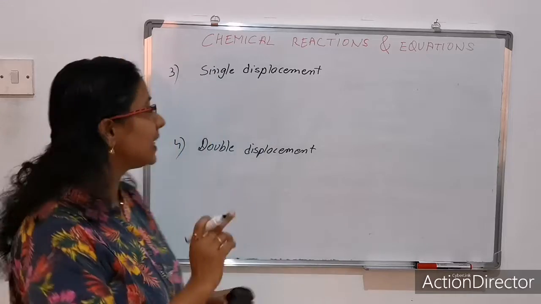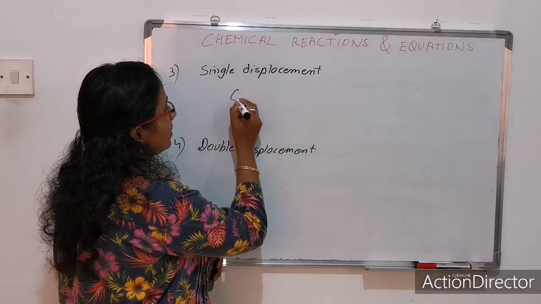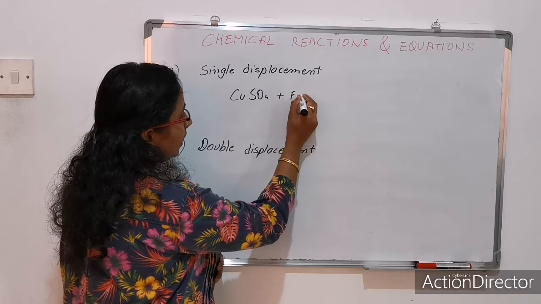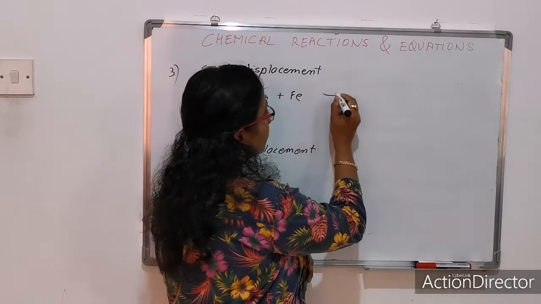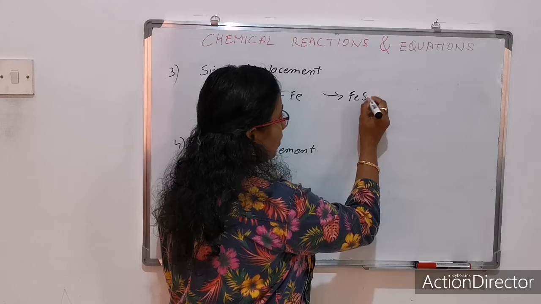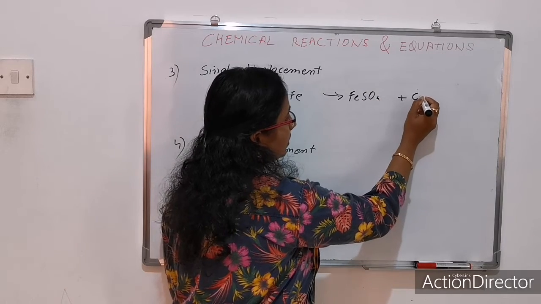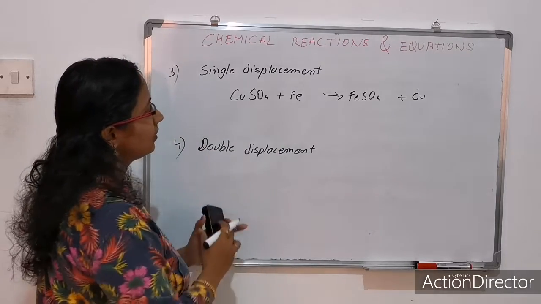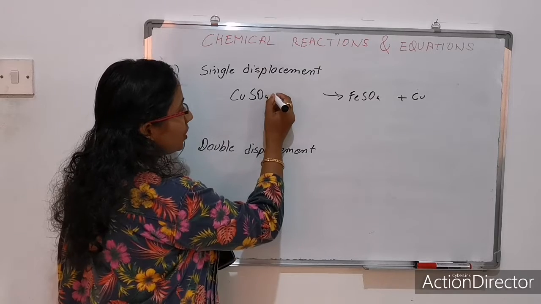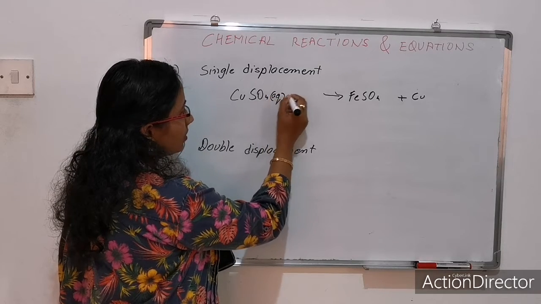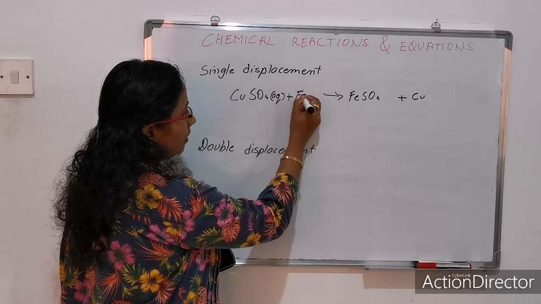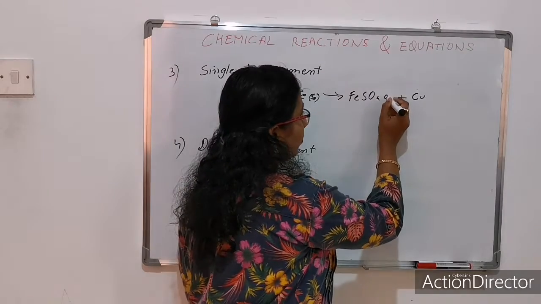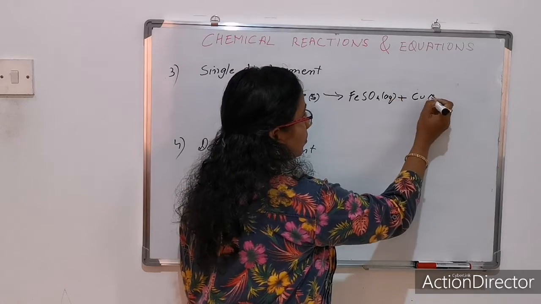Now I'll write the example and you will get it. It is CuSO4 plus Fe gives FeSO4 plus Cu. Where CuSO4 is aqueous, plus Fe solid, gives FeSO4, again aqueous, plus Cu.